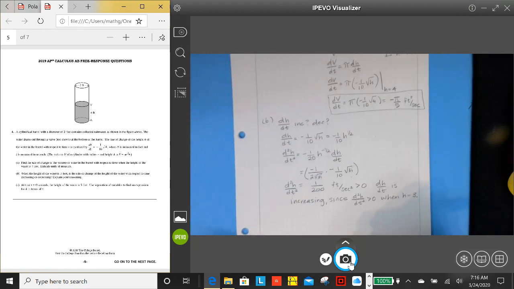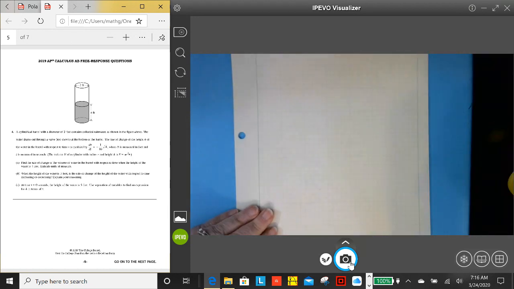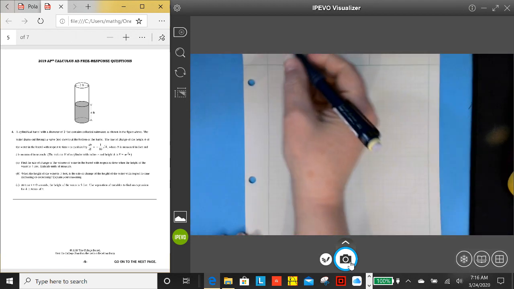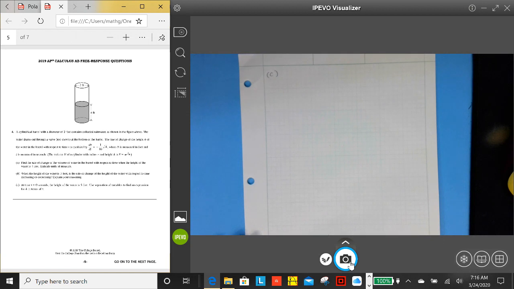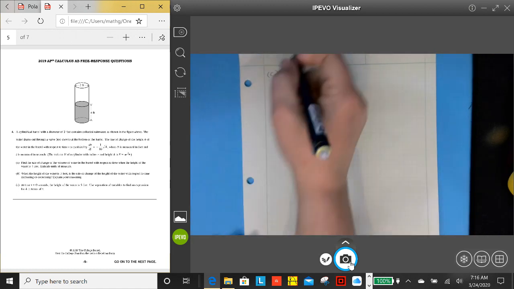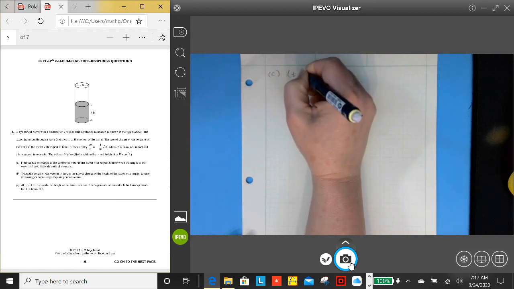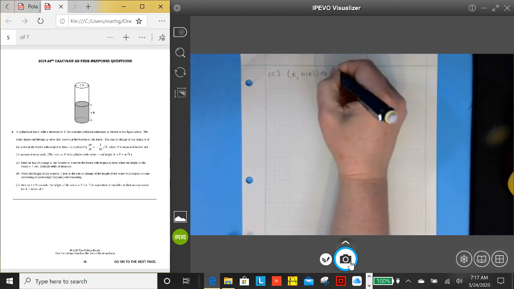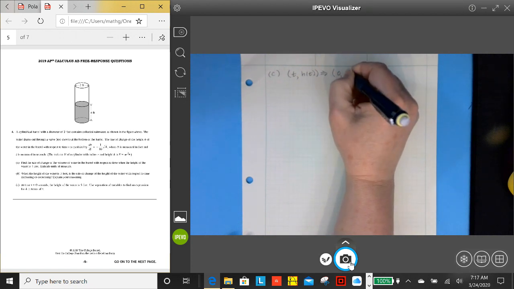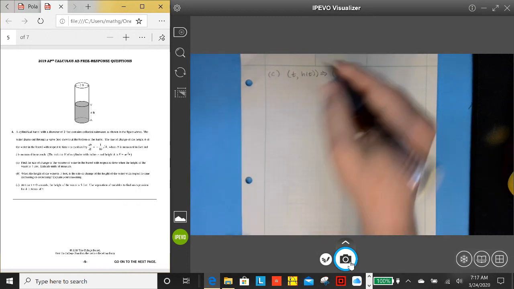Part C, that's where the fun begins. But it's not difficult, okay? So part C states, at time t equals 0 seconds, the height of the water is 5 feet. So it sounds to me like they're giving us a point in time. So if I have a t and then h of t, they're giving me at time equals 0, 5 feet. Okay, that's my initial condition.